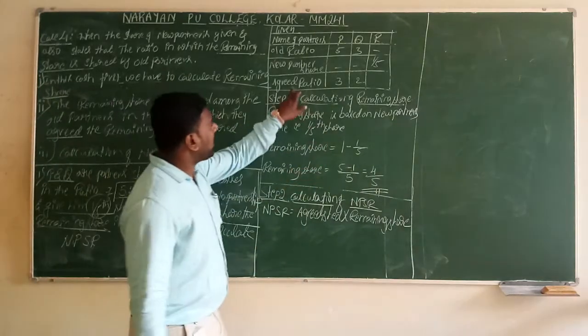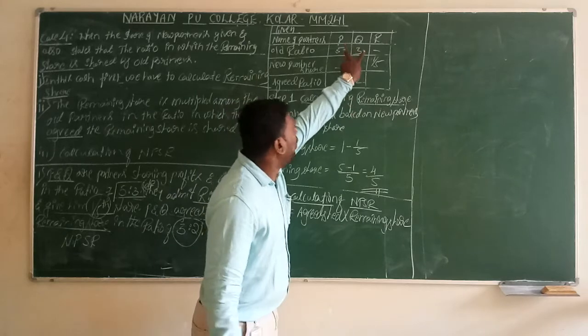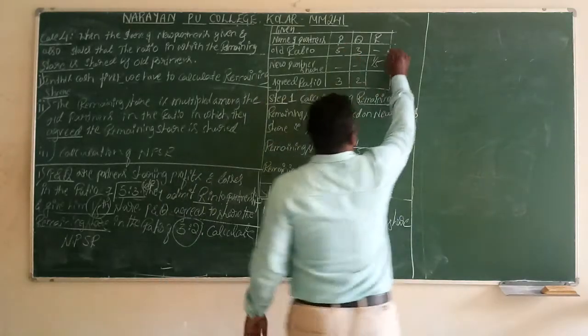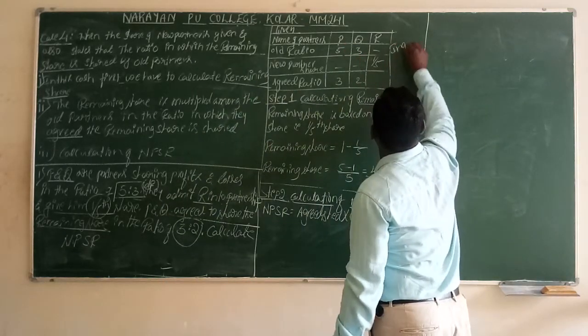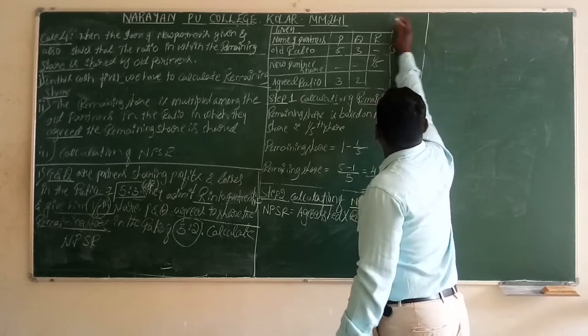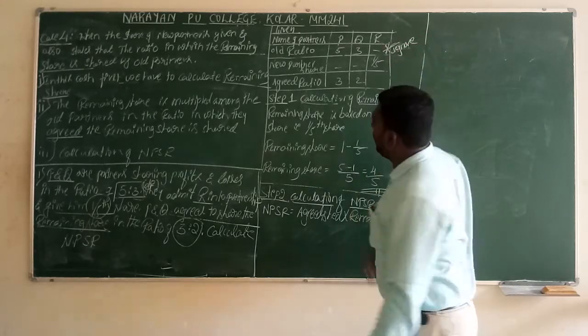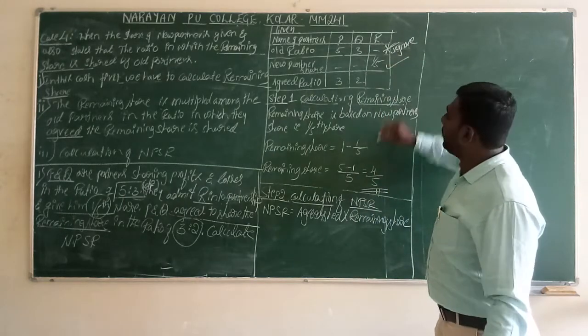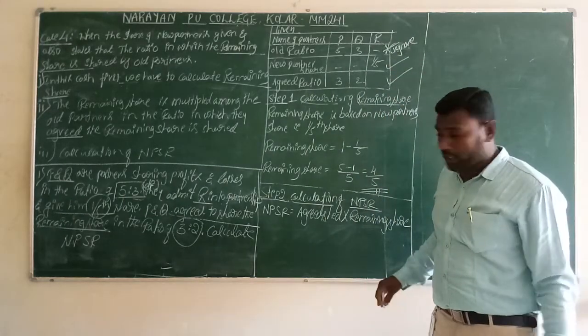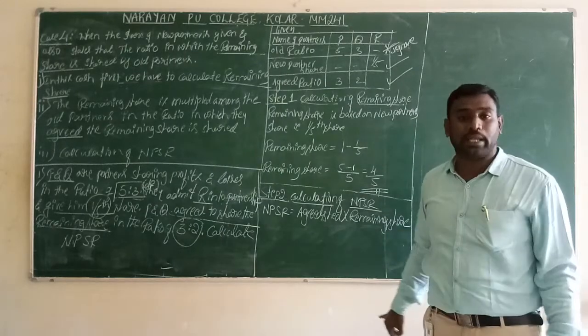So in the question we are given the agreed ratio and the old ratio, both are given. So the old ratio we have to ignore. We have to ignore this value. We should only consider the new partner share, with the help of the agreed ratio only.